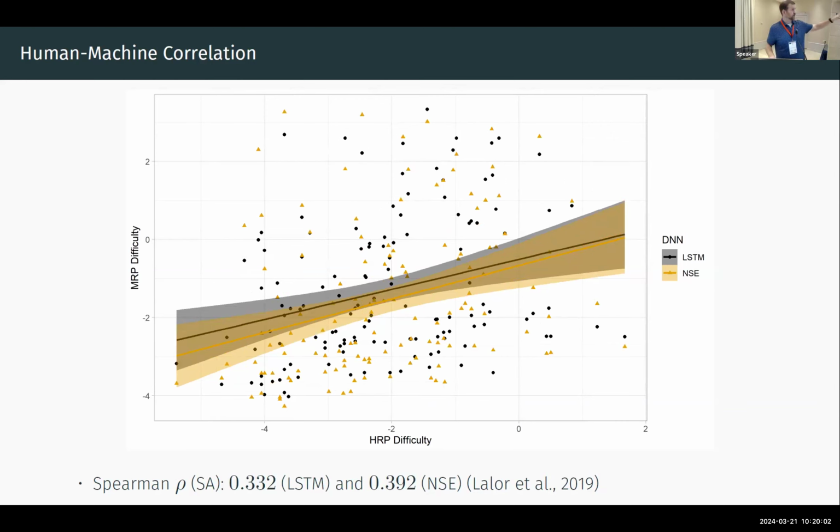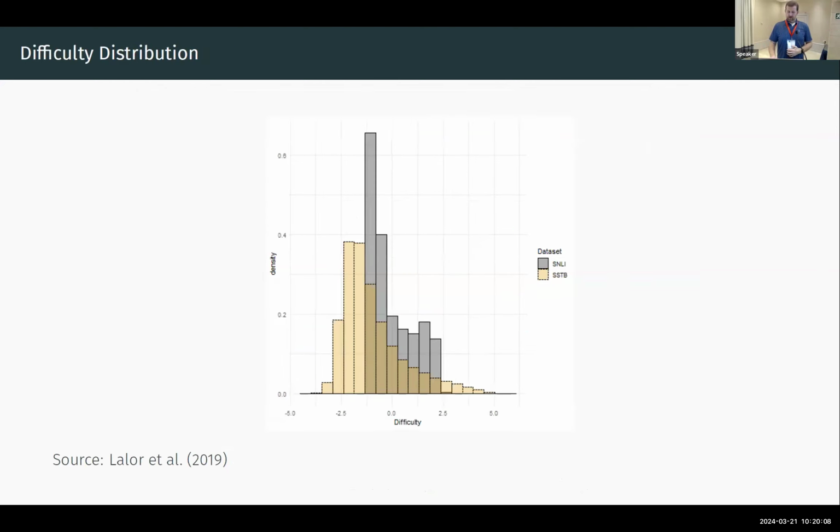And again, we've got our two models here. One was an LSTM and one was a neural semantic encoder, which we had been working on at the time. The other thing to look at was the difficulty distribution, right? So we mentioned that we make this assumption that ability is normally distributed, difficulty is normally distributed. So with our IRT parameters that we learned from our machine data, do we see that kind of normal-ish distribution in difficulty? And the short answer is yes.